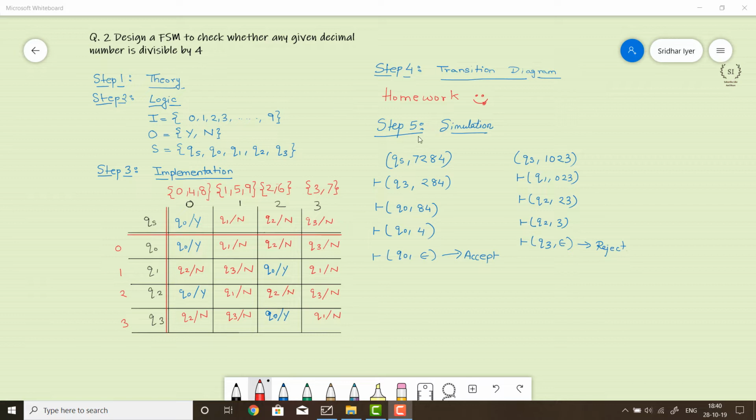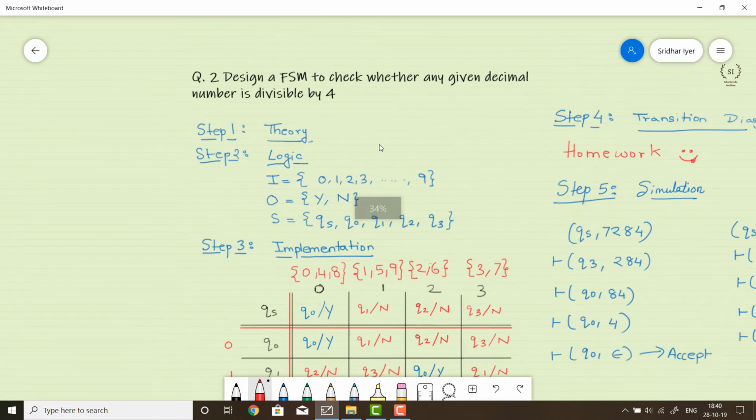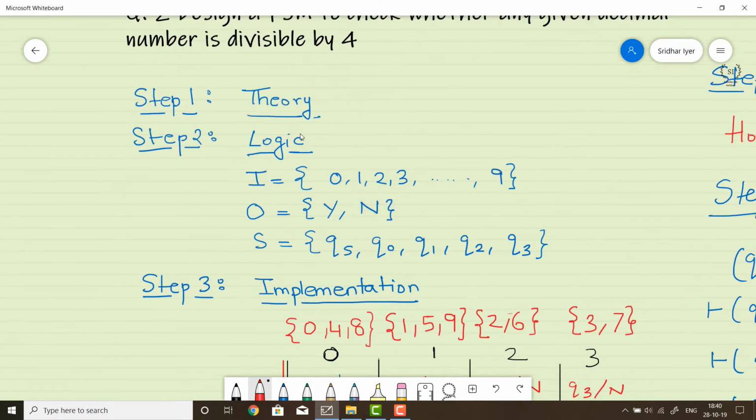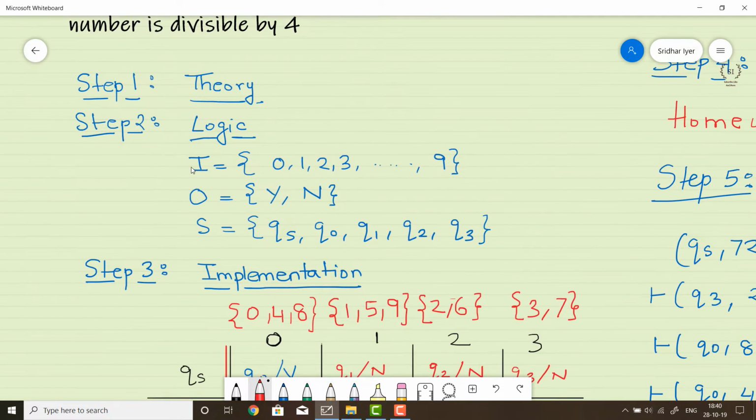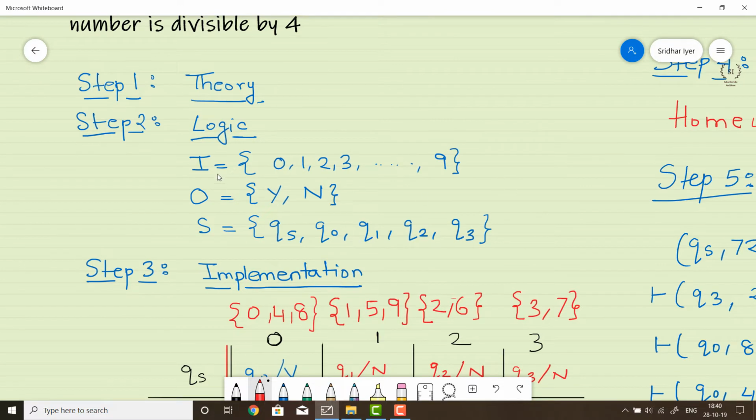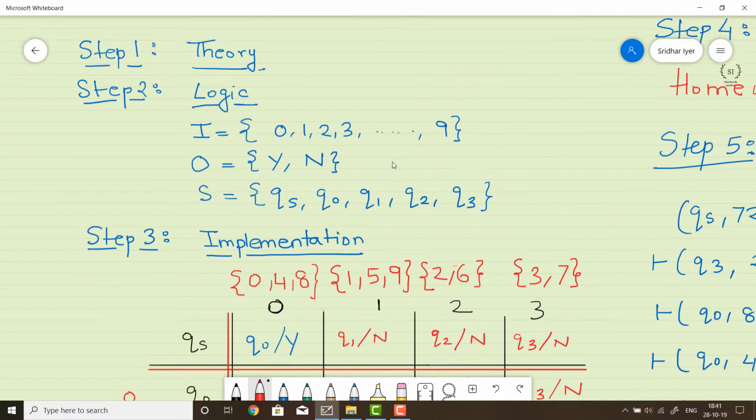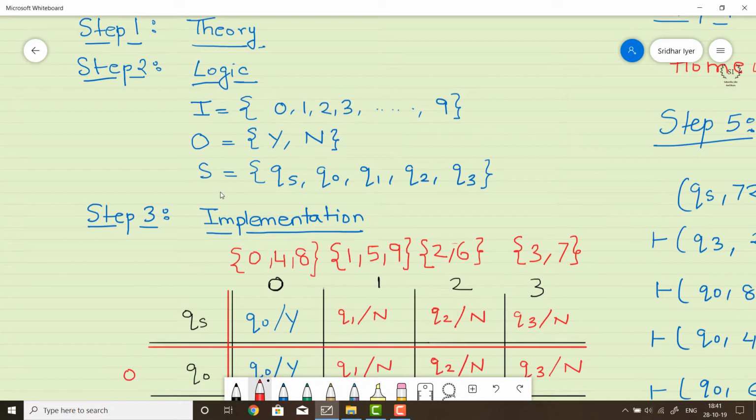In the previous case it was divisibility by 3. In this case we have shown how to divide a particular decimal number by 4 using FSM. The entire logic remains the same. Theory is obviously the same. Step 1 is common. Step 2 is logic. Over here the input set will be the same, only from 0 to 9. Output will be either yes or no. The number of states will obviously change.